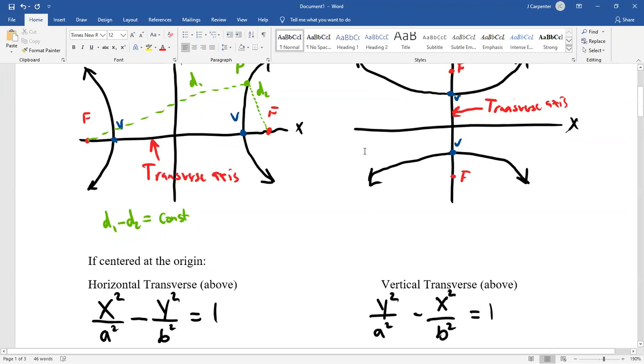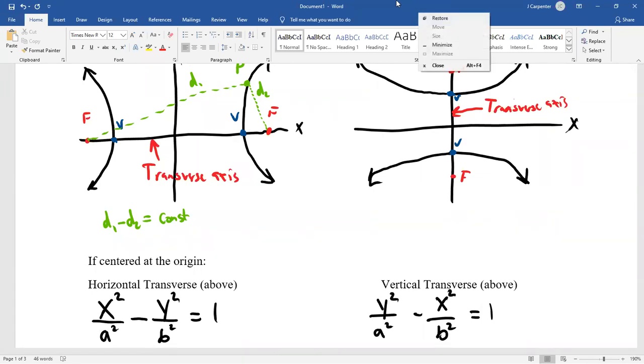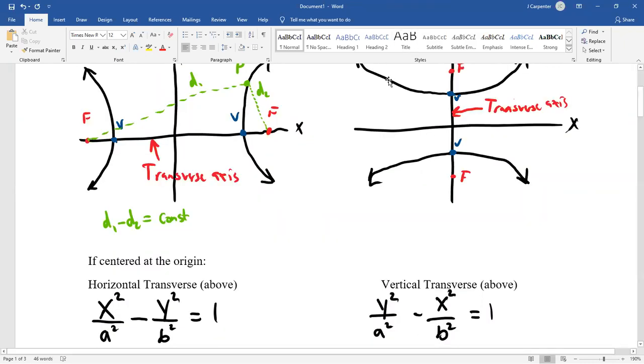That is not anything complicated to remember, but you have to spend the energy remembering it. And guess what students tend not to do? They tend to not spend the energy remembering things, and then when they take their test, they get them backwards, or they just think these are ellipses because they have x squared and y squared.